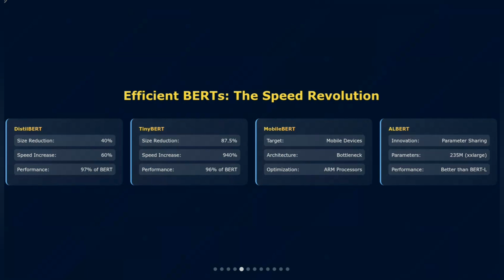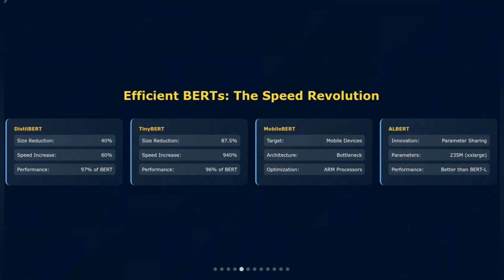DistilBERT has only 6 layers instead of 12, reducing parameters by 40% and making it 60% faster during inference. Remarkably, it retains 97% of BERT's performance on GLUE tasks. The distillation process uses 3 loss functions: the original task loss, the distillation loss matching teacher predictions, and a cosine embedding loss aligning hidden states.